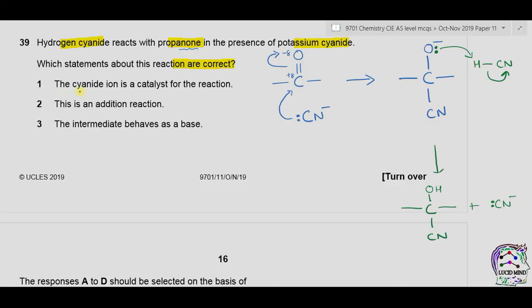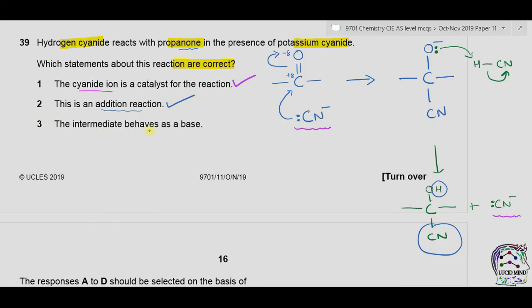Option 1, the cyanide ion is a catalyst for this reaction. Now we can see that the cyanide ion has started this reaction and it is also present in the product. So therefore statement 1 is true. Option 2, this is an addition reaction. As we can see that HCN has been added into the product. So therefore this is a true statement.